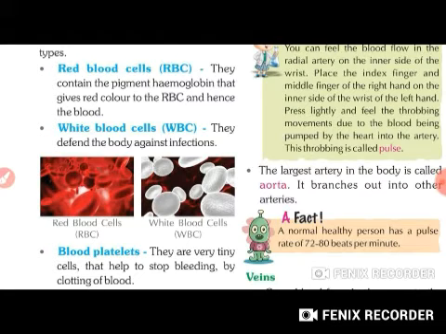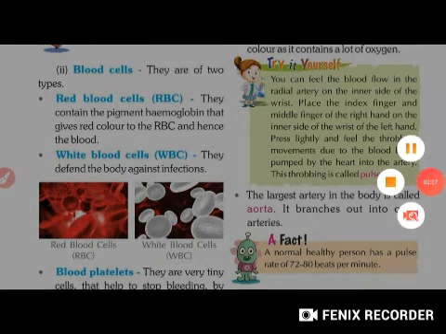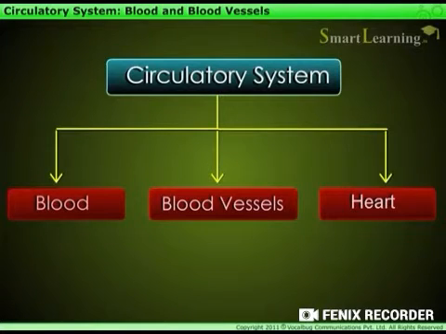heart. Now arteries. Students, arteries divide into smaller vessels and further divide into extremely thin tubes called capillaries. Understand? Children, let us learn more detail about this topic with the help of the module. Let us study them in detail.